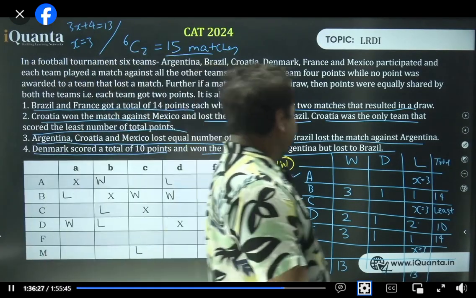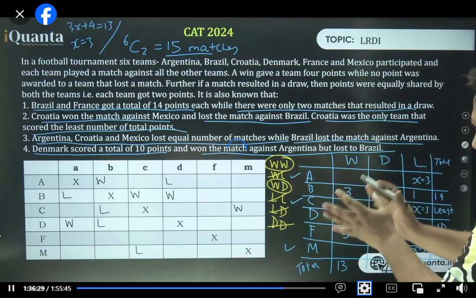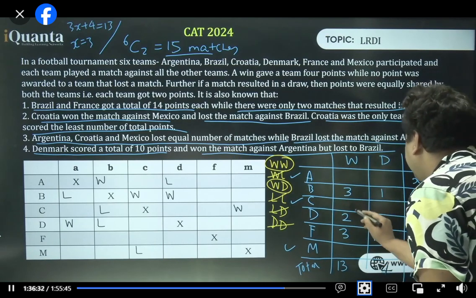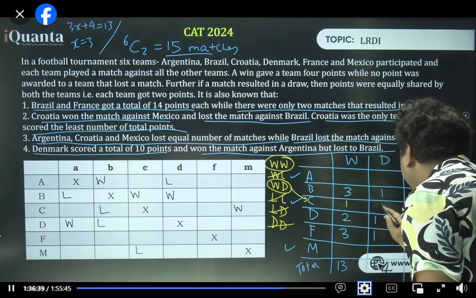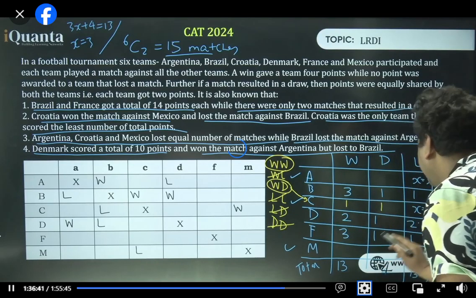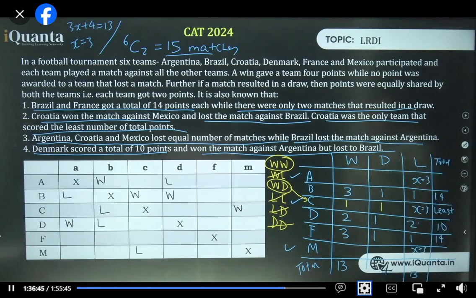So, because Croatia has the least, that means Croatia has this win-draw case. Won 1 game and drawn 1 game. That is why it has the least marks, which is equal to how much? 4 plus 2, 6. Croatia has got 6 points in total. Clear?